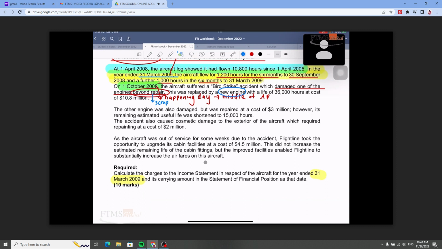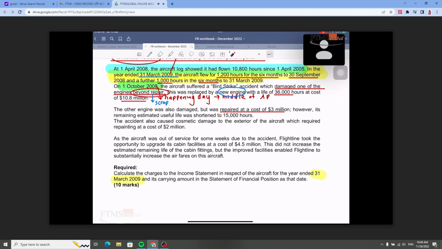Replaced by a new engine with a life of 36,000 at a cost of 10.8 million, right? So two workings now, one scrap, one new engine. Okay, then next, the other engine was also damaged, but was repaired at a cost of 3 million, right? So this 3 million, of course, the keyword is repair. This one is a part on subsequent measurement. Not subsequent measurement, subsequent expenditure.